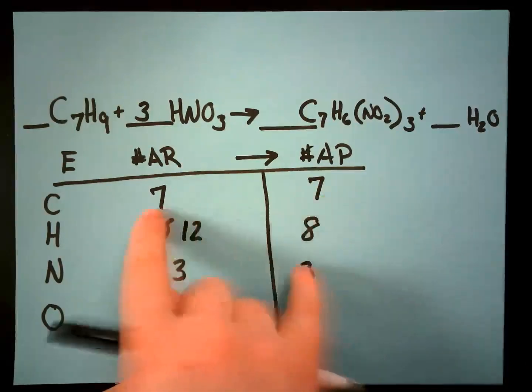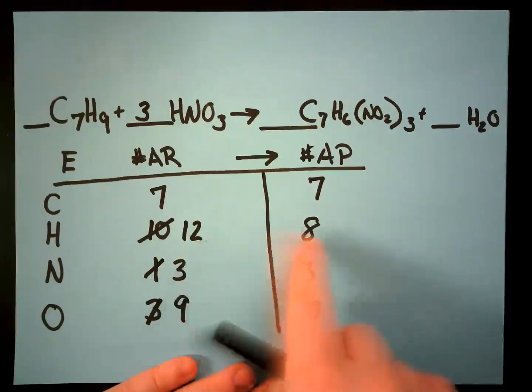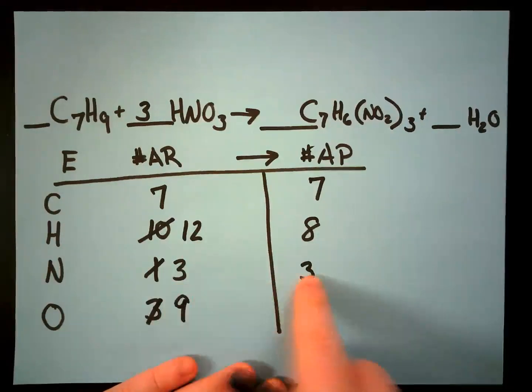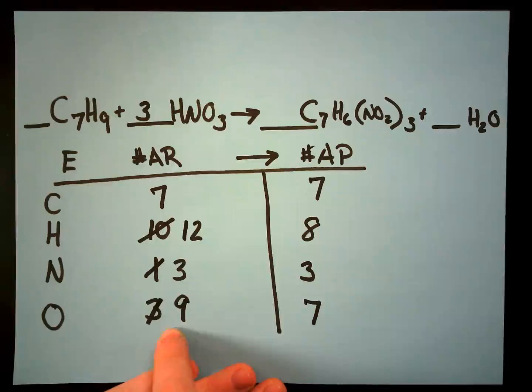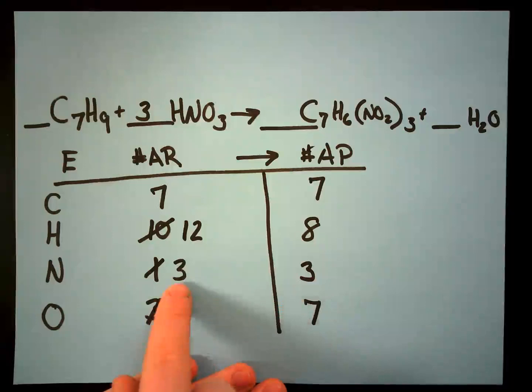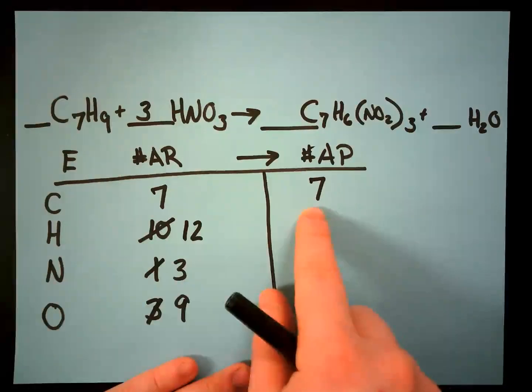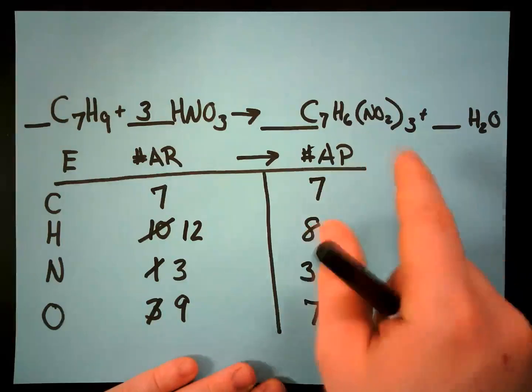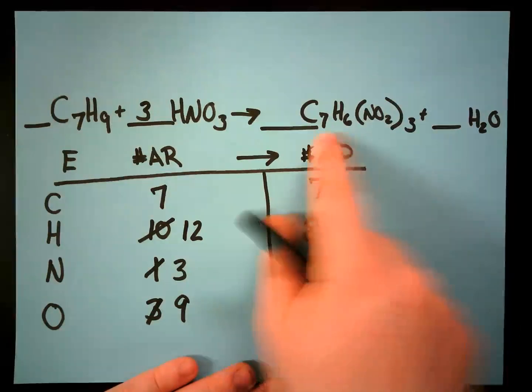So let's take a look here. Carbon is still at 7. Hydrogen is now 12 to 8. Nitrogen's good to go, though. And then we've got oxygen, which is at 9 to 7. Now here's something really cool, something you really have to keep track of and look out for. Notice my nitrogen's fine and my carbon's fine. So if I look over here, what has carbon and nitrogen in it? It looks like it's this guy.